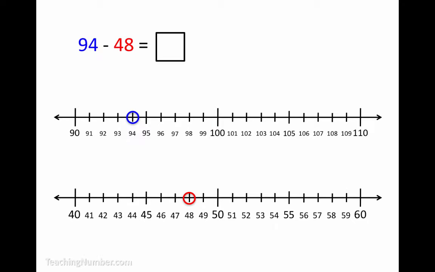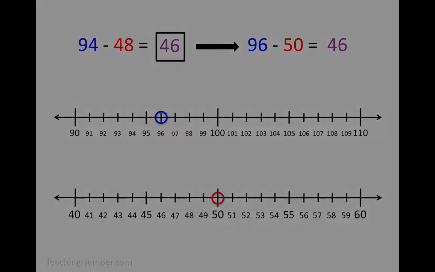When we are subtracting 8 ones, we know that we will need to add 2 to the subtrahend in order to reach the nearest 10. That means we will also have to add 2 to the minuend. In this case, we can show that 94 minus 48 is the same as 96 minus 50. Now we have our 10-friendly equation, so we can see that the difference or distance in this case is 46.